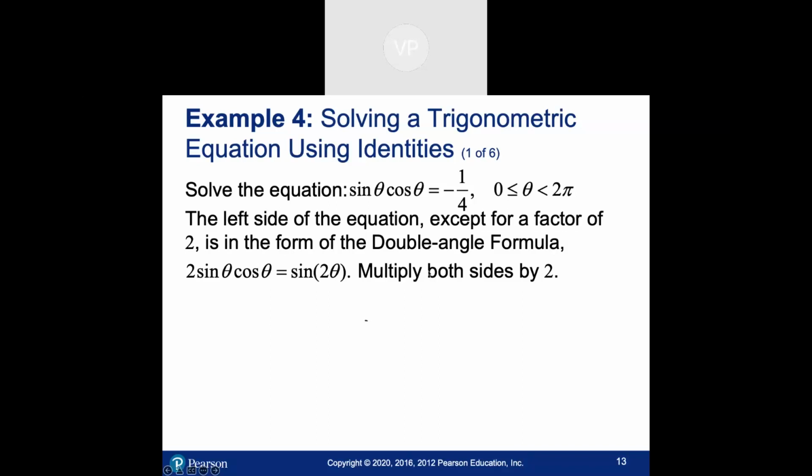So what they suggest here is, let's multiply the equation on both sides by 2. So here's my equation, multiply both by 2, and we get this. Any questions? Everybody okay with what's up here right now?